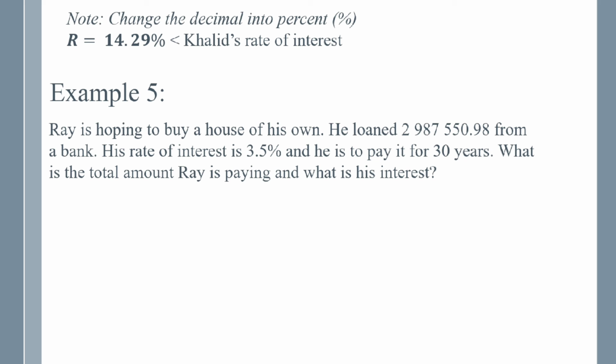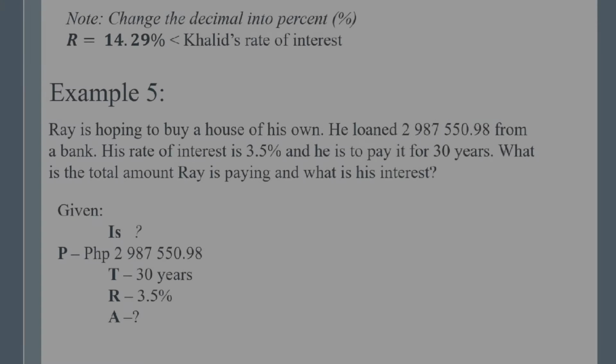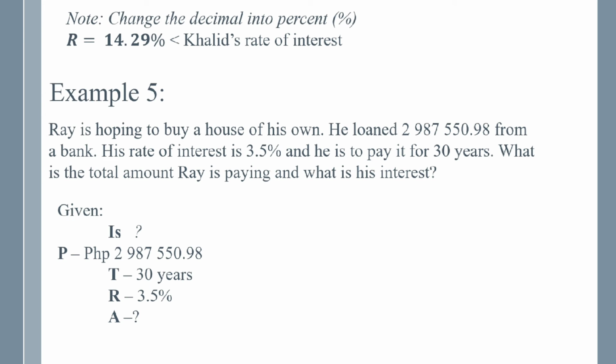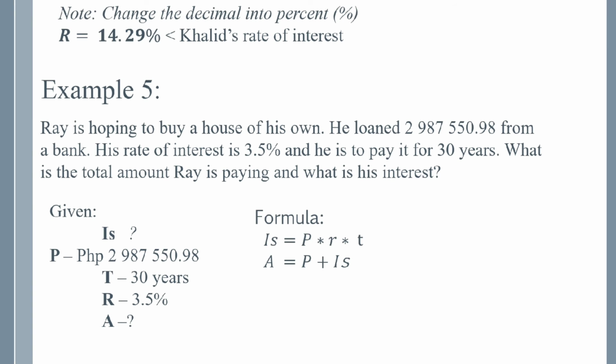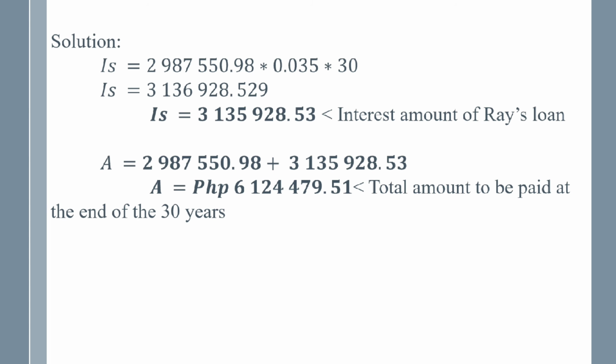For our last example, Ray is hoping to buy a house of his own. He loaned $2 million from a bank. His rate of interest is 3.5%, and he is to pay it for 30 years. What is the total amount Ray is paying, and what is his interest? We are looking for the total amount Ray must pay and his interest. To solve this, let us use the formula simple interest equals P times R times T, and the total amount, which is A, equals P plus simple interest.